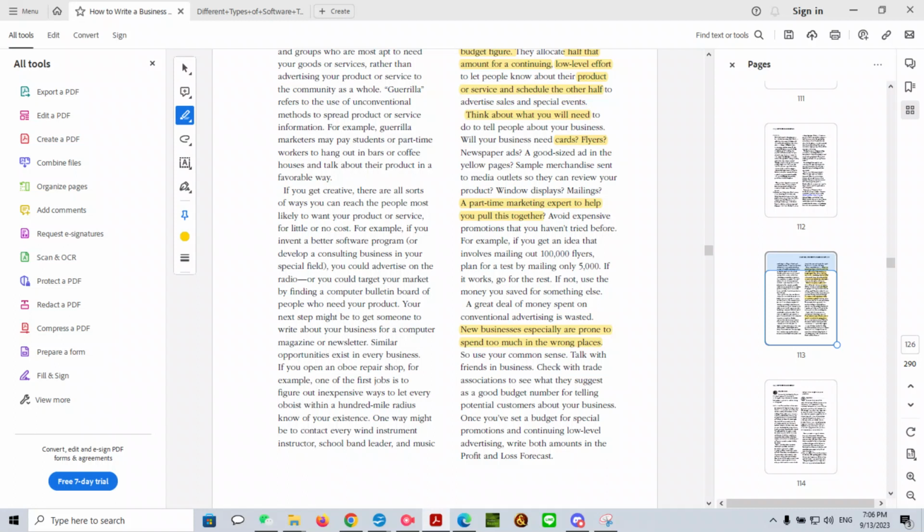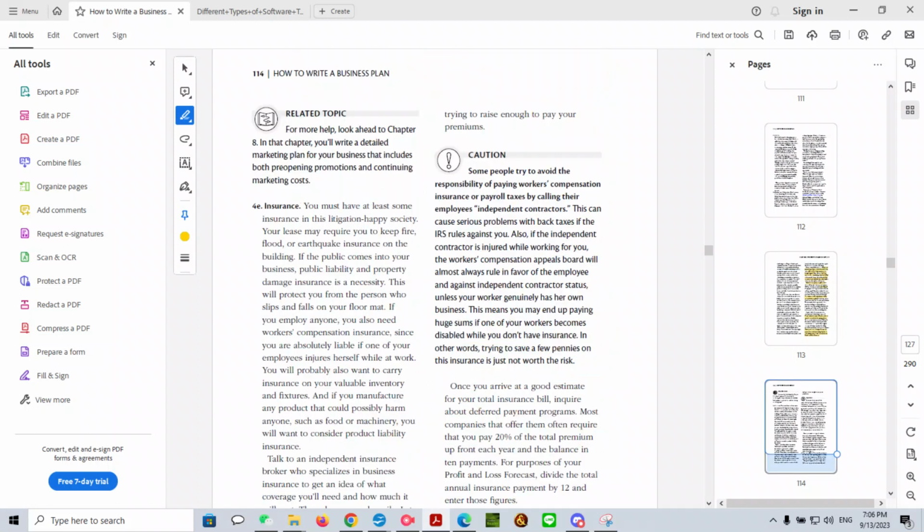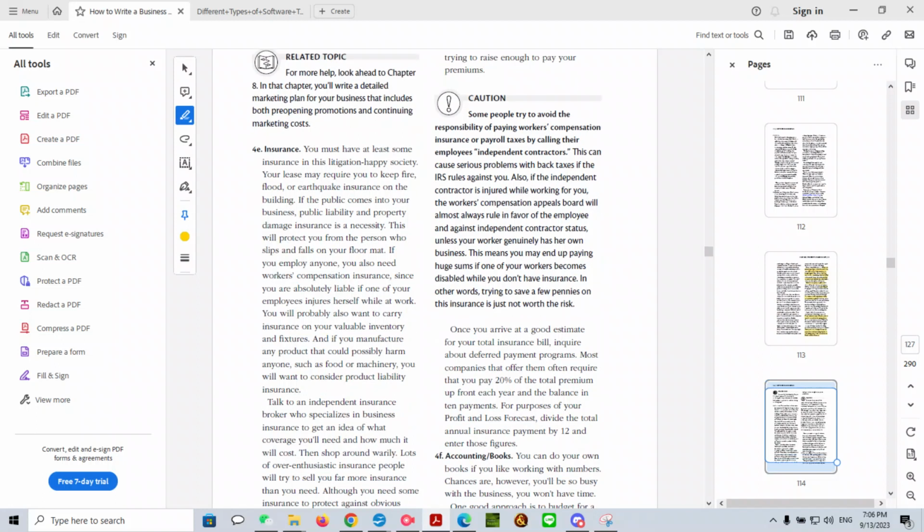And then once you have a budget for special promotions and continuing low-level advertising, write both amounts in the profit and loss forecast. Why? Because we need to account for how much it is costing us. Now, we also need to consider the other expense of insurance. This is just an explanation about what we had itemized in the previous chapter, right?